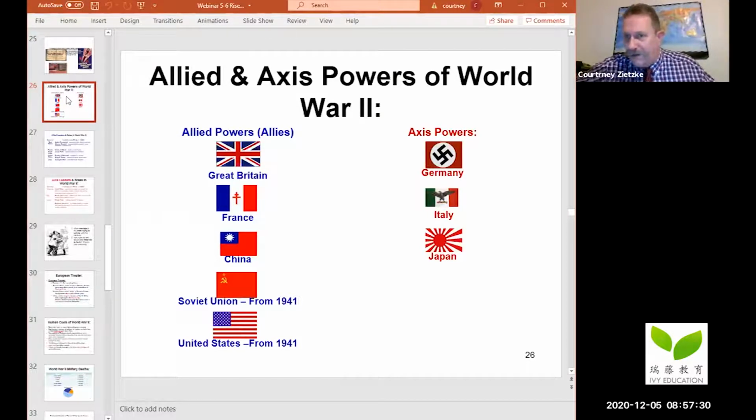The Axis powers, as you know, were Germany, Italy, and the Empire of Japan. Interestingly enough, in 1940 is when the Empire of Japan would formally join the Axis power agreements, and they would sign the treaty that's saying, okay, we're all together now. How do you want to take over the world is pretty much what they were thinking about doing.